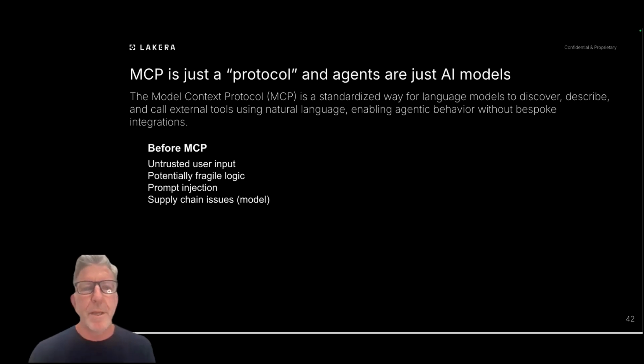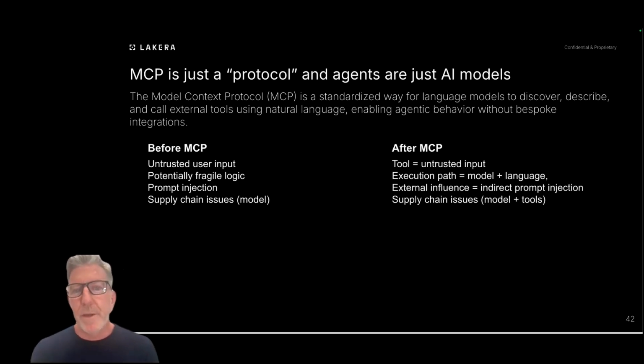Before we had MCP, we didn't trust user input. We were worried about fragile logic. We knew what prompt injection was. We knew about supply chain issues with the model. After MCP, the tool is the untrusted input and is giving us access. The execution path is slightly different, and we need to worry about a variety of new external influences that are potentially changing the behavior of our model through indirect prompt injection. But really, it's the same.